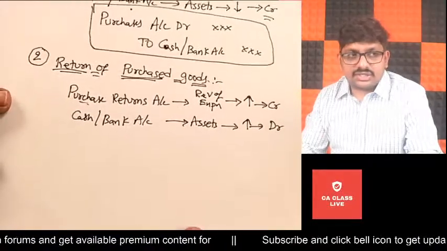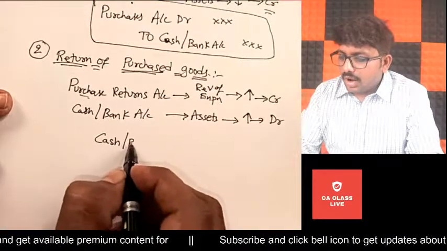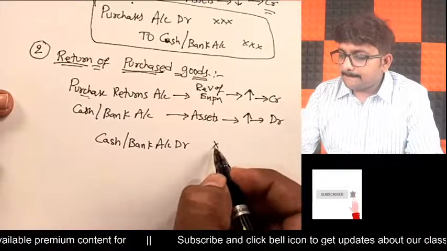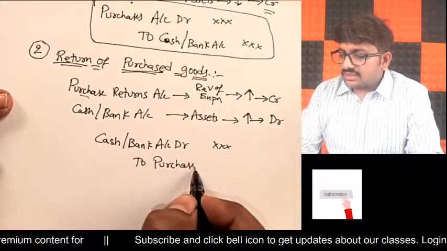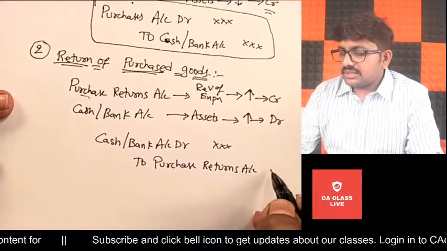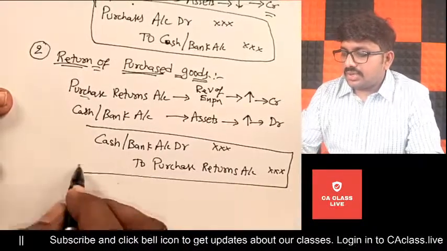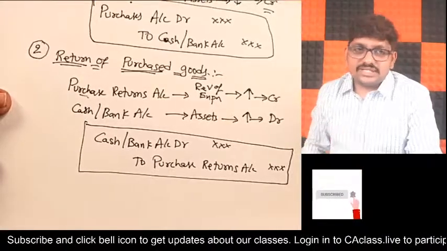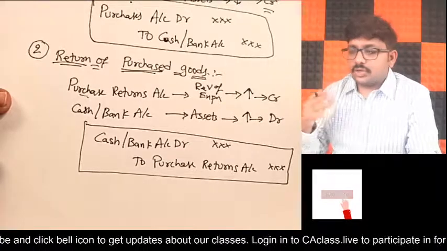So the total journal entry will become: Cash or bank account debit to purchase returns account. Cash or bank account debit to purchase returns account. This is going to be my journal entry, friends. Got it, everybody? Okay. Right, friends? Good. Next.